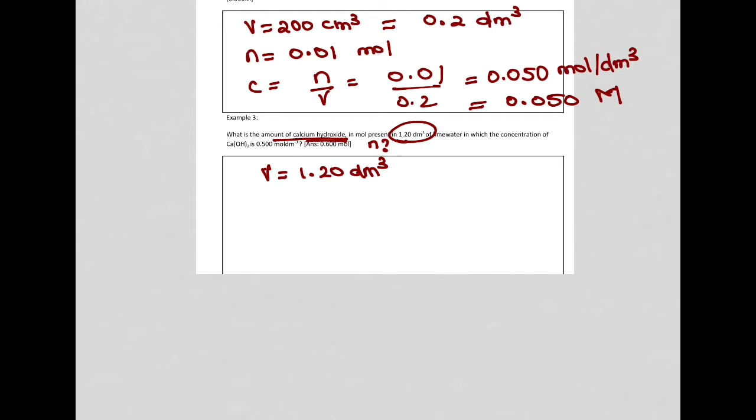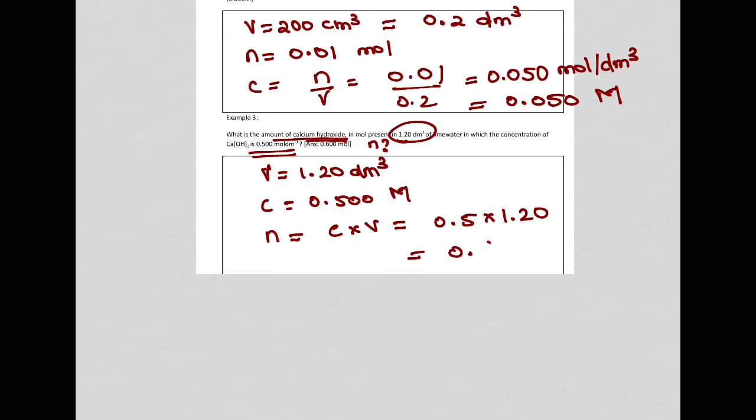In which the concentration is 0.5 mole per dm³. Concentration is 0.5. So then number of moles is concentration times volume. So 0.5 times 1.2. So that gives me 0.6 moles.